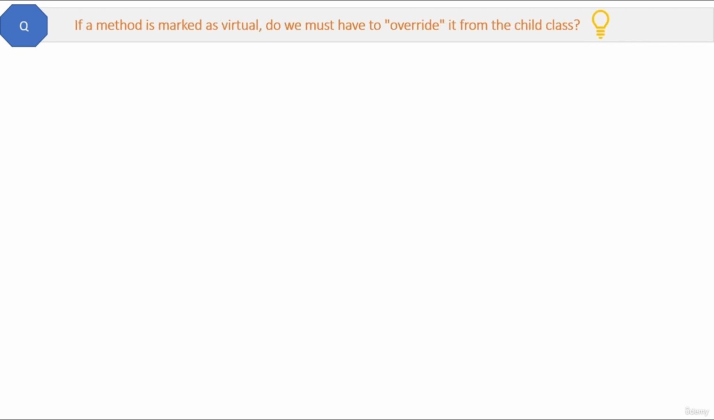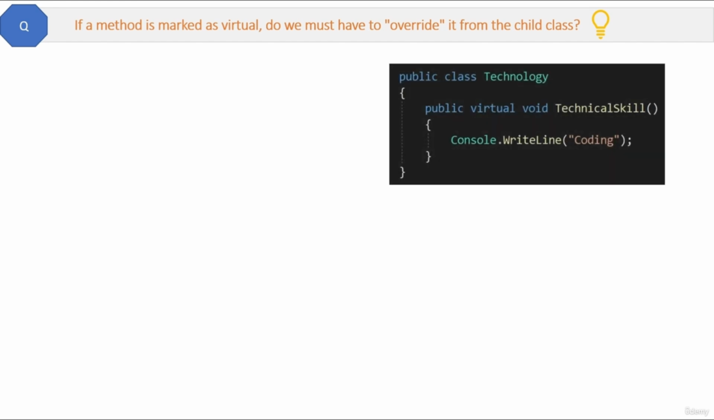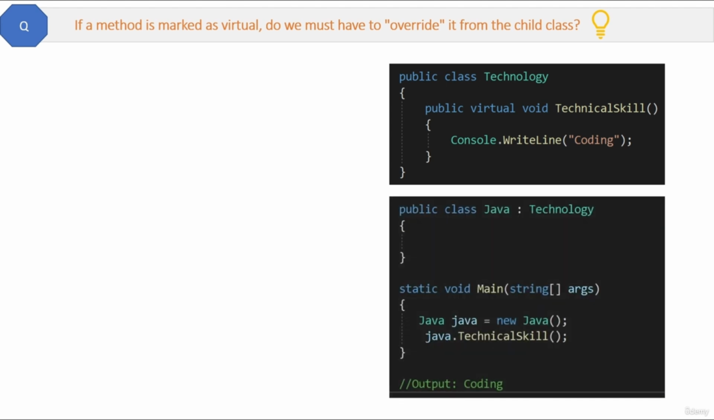If a method is marked as virtual, must we override it in the child class? So if you have a virtual method like this, do we must override it? Now, if you see the Java class, we are not overriding the method, right? But still it is working fine. So when we are creating the object of the derived class, it is not mandatory to always override the method. So the answer is no. Overriding a virtual method is optional and based on requirement. If you don't override it, there is no problem.